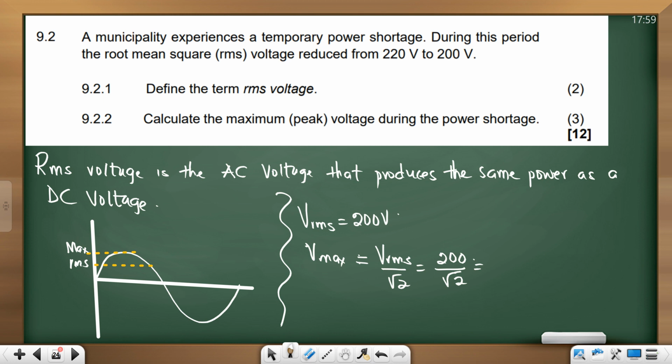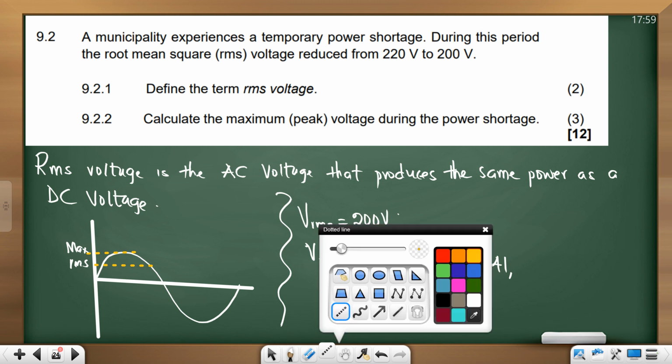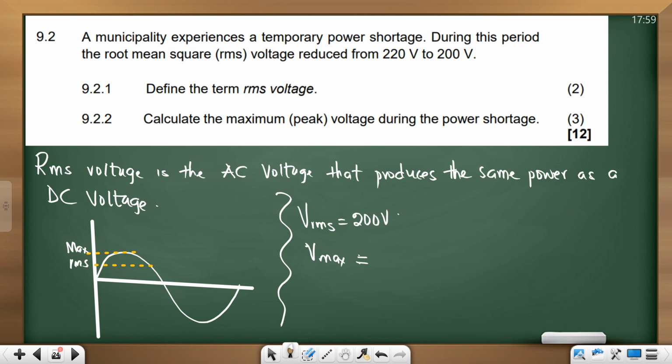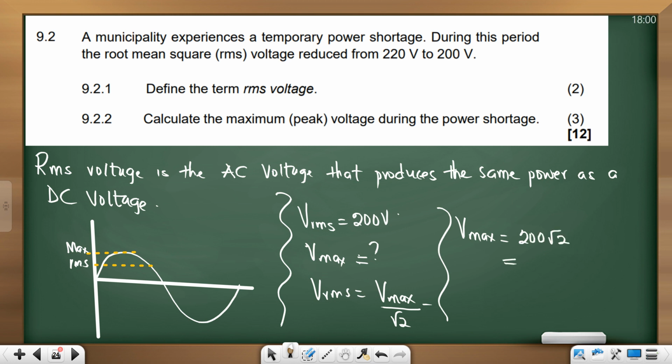Are you sure this formula is correct? No. We've changed it. It's VRMS equals Vmax over root 2. So you guys did not do it. VRMS, so we don't know Vmax. VRMS equals Vmax over root 2. So it means my Vmax is 200 multiplied by root 2. What's your answer?